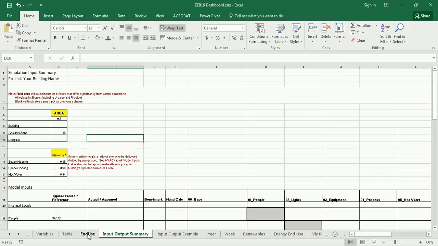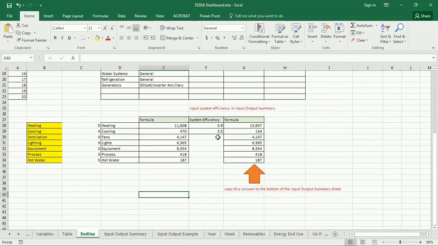So I've used these in several places, most notably right here in your end use. What this is doing is taking the 100% efficient heating and then dividing by 0.9 to give you how much energy you're actually consuming, and then the cooling, it's dividing by 3.5 to give you the amount of cooling that you're actually using. So as you can imagine, this is going to have a huge effect on your numbers.